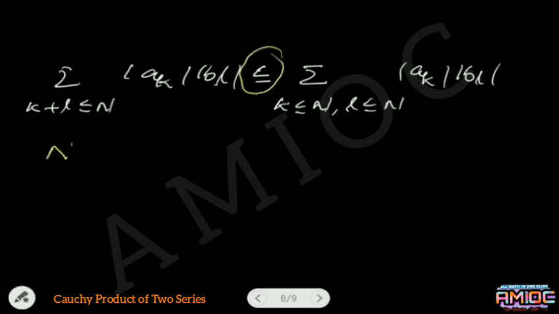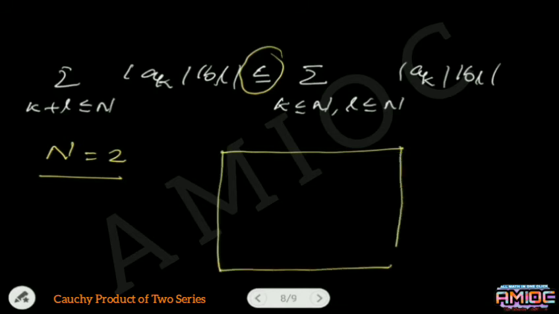For ease of checking the result, I am letting n equal to 2 and marking a 2 by 2 square matrix. These are our 2 by 2 points.